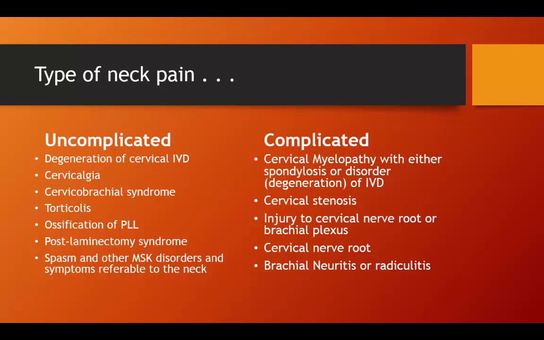Patients were divided into two types of neck pain, uncomplicated and complicated. Uncomplicated included degeneration of cervical IVD, cervicalgia, cervical brachial syndrome, torticollis, ossification of the posterior longitudinal ligament, post-laminectomy syndrome, spasm, and other musculoskeletal disorders. Complicated included cervical myelopathy with either spondylosis or degeneration of the IVD, cervical stenosis, injury to cervical nerve root or brachial plexus, cervical nerve root, brachial neuritis, or radiculitis.